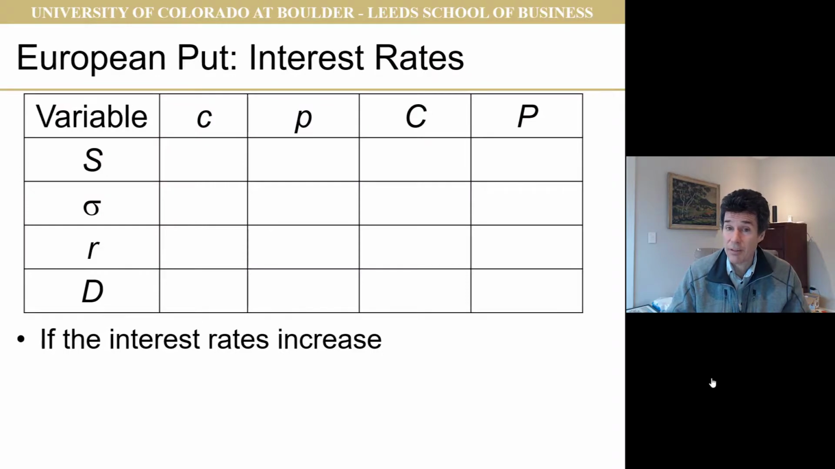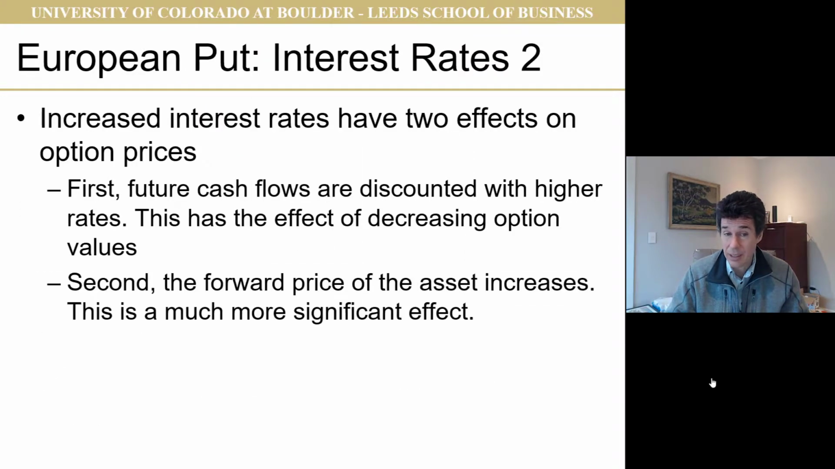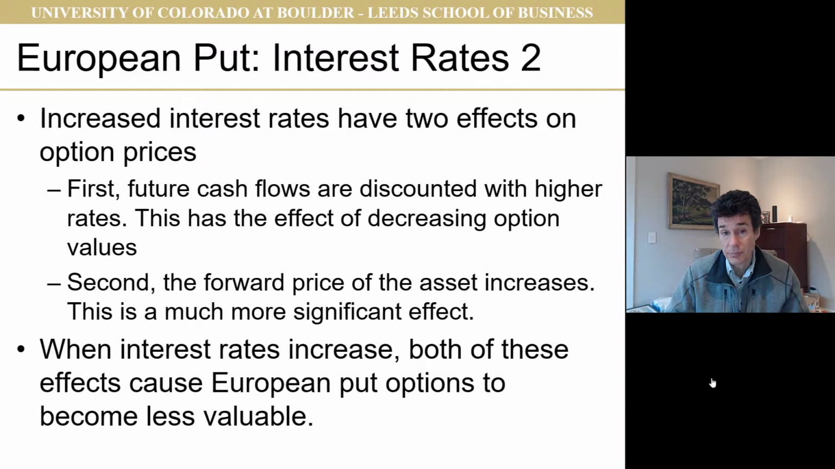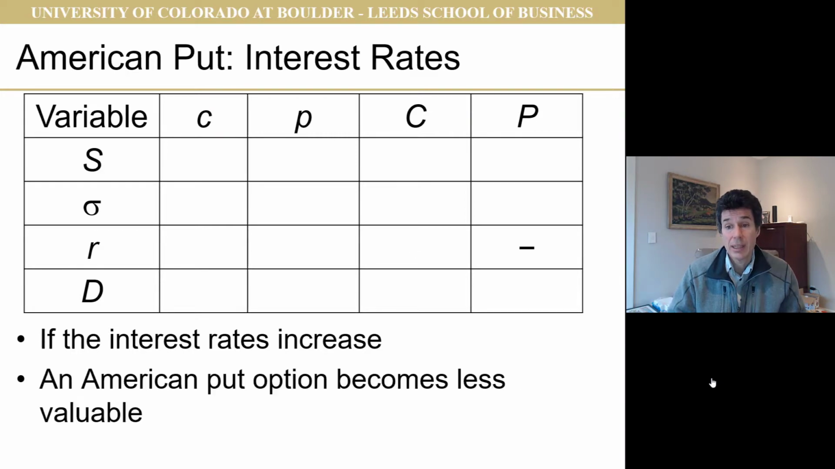European put options: now we have both effects, but they both work against the option. So if interest rates increase, the European put option becomes less valuable. Again, future cash flows are discounted with higher rates, and the forward price of the asset increases. For a European put, the forward price of the asset increasing means it's less likely to be exercised, and the money you're going to receive is not worth as much either. So European put options become less valuable. Now, American calls work the same as European calls, and American puts work the same as European puts.